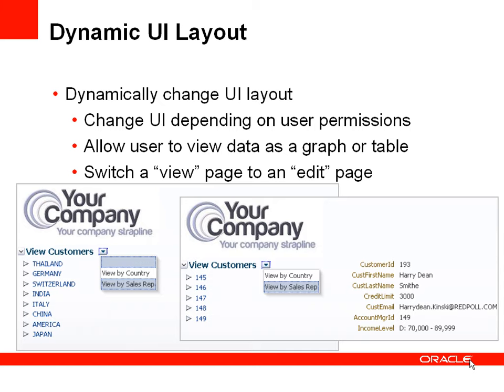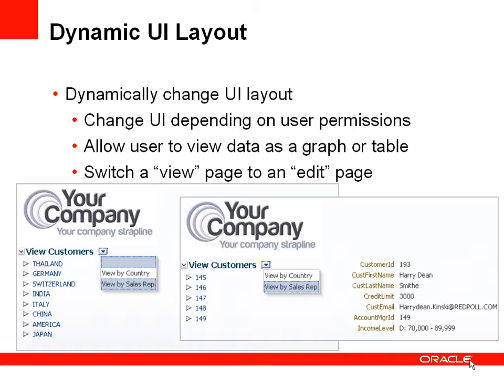Now, a common use case in your application might be that your UI pages might show different content depending on different factors. For example, depending on the permissions of the logged on user, you might show different information on that page. You might decide that if a user is viewing a particular area of the page, that area displays a graph, or depending on some other factor, it could display another UI component like a table. Or you might have a page which is initially in view mode, where you cannot change the data, but then you select something and the whole page flips or switches into an edit page mode.